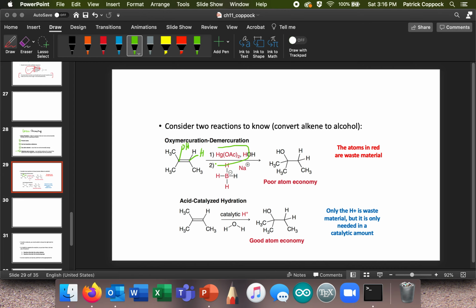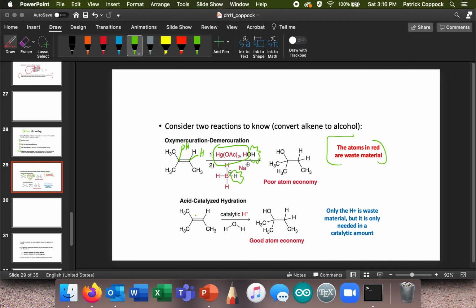Look at all those red atoms. The red atoms are the ones that are in the waste material. And look at that, we're getting rid of all those. This is the only one we're using, that hydroxide and this hydrogen, right? So all these other atoms are getting thrown away.